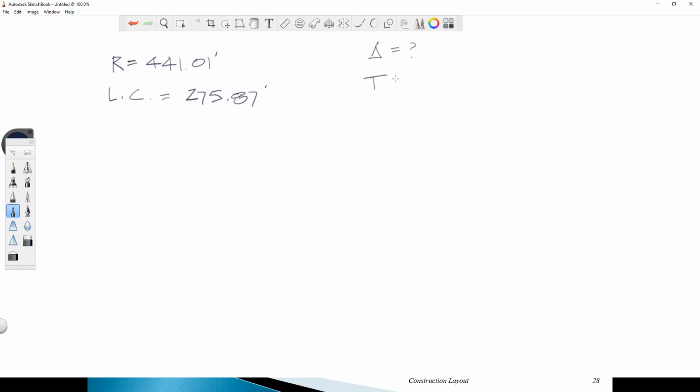We need to calculate the T value. We need to calculate the L value. And ultimately, you could also calculate degree of curve. And if you wanted, they could give you middle ordinate and external secant, but we don't need to do that. Okay, so this is not a traditional type of problem because what we're given here is radius and long chord. So you have to back into this.